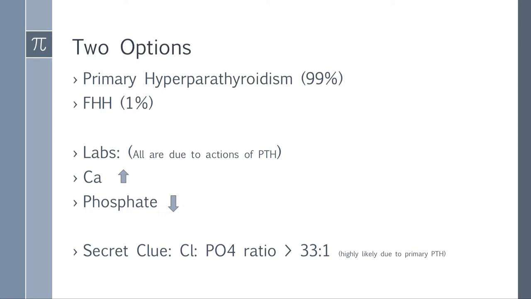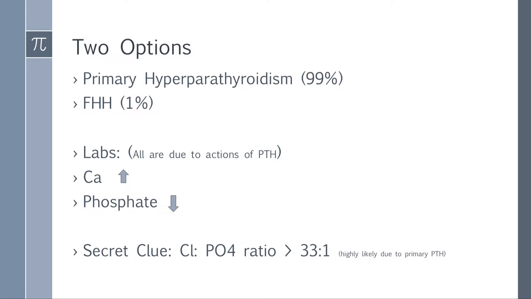In primary hyperparathyroidism, remember, it's a hyperparathyroidism. So in a case of hyperparathyroidism, your PTH is going to be high. So high PTH, high calcium, and low phosphate, right? And this is something that's very common, it's discussed on the wards and it's shown on the exam, but some people don't really pay attention to it. Your chloride to phosphate ratio.